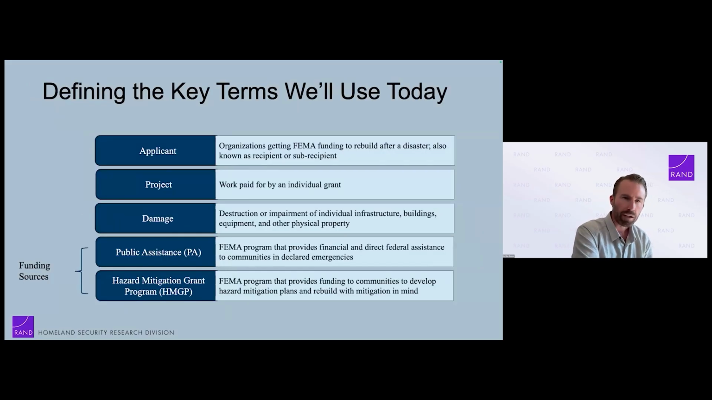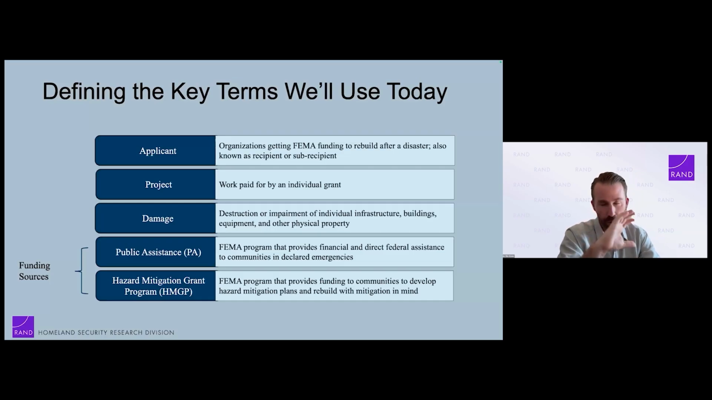Before I go further, let me define a couple of terms we're going to be using today. Applicant refers to anyone who's receiving FEMA funds to rebuild after a disaster. These can also be known as recipient or subrecipient, but we're going to use applicant as the general term. Project and damage are best illustrated through an example. Consider a university campus that gets damaged in a hurricane. That university might get one grant to cover all of the work on that campus. What we're showing today is going to be one project. It's the work paid for by an individual grant.